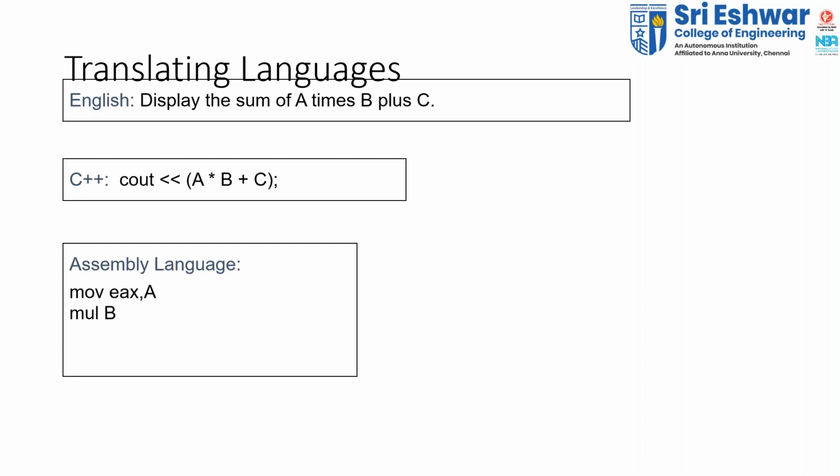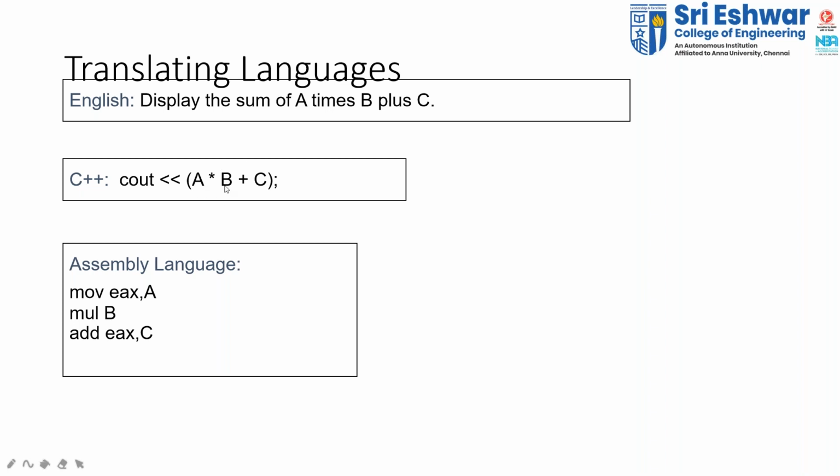Next, multiplication b. Whatever data is present in the accumulator will be multiplied with b. What is next? Add c. The multiplication result will be stored in ax, and now I'm going to add ax comma c. What is c? C is here. So this is what my question is. I'm going to add c to the result of a into b.